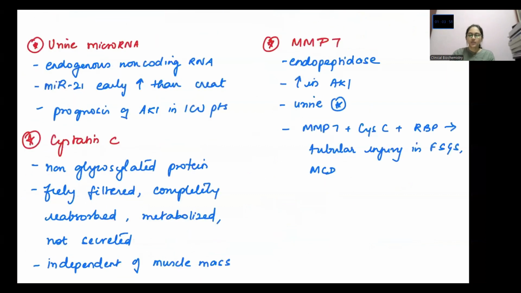Next marker is urine microRNA. This is an endogenous non-coding RNA. MicroRNA is a non-coding RNA. So microRNA 21 here increases earlier than the creatinine levels. So in very sick patients, in ICU patients who are admitted with AKI, it can be tested for prognosis.